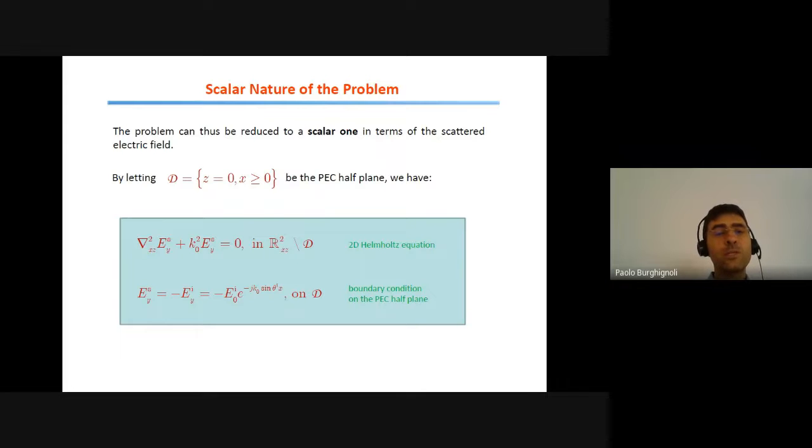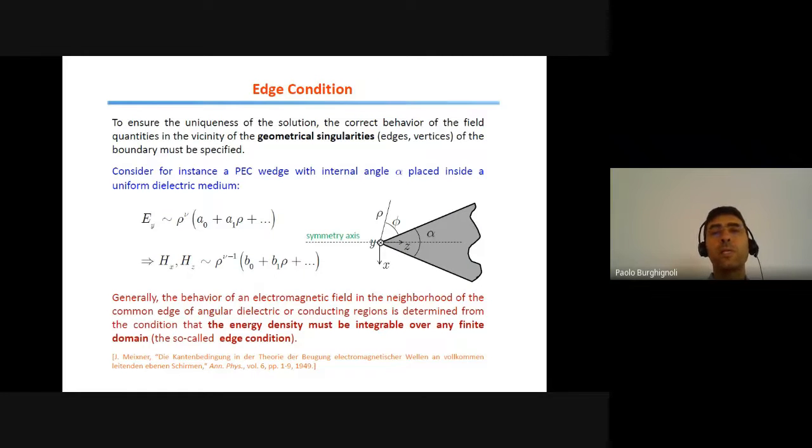Actually, these equations are not sufficient to have a unique solution in this problem, because we must also say something about the neighborhood of the rim of the half plane, because the rim of the half plane is a discontinuity or a singular part of the geometry. In particular, we need some edge condition in order to ensure the uniqueness of the solution.